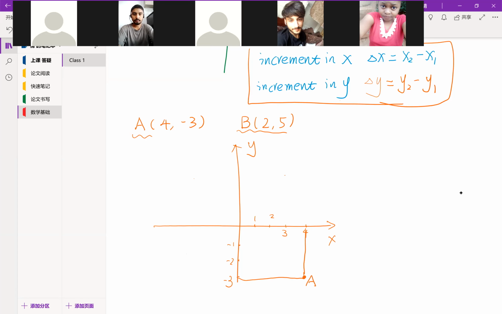And the point B is in which quadrant? First quadrant. Yeah, first quadrant. And this is 1, 2, 3, 4, 5, and then this point will be point B, right? And then let's say that this particle moves from point A to point B.